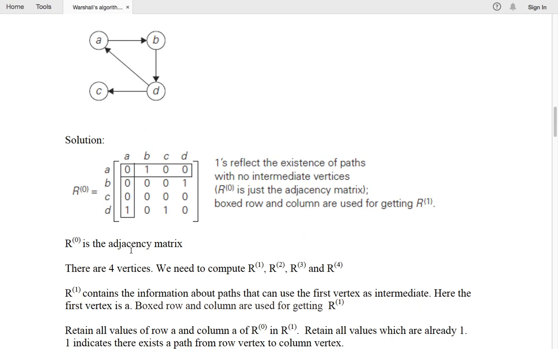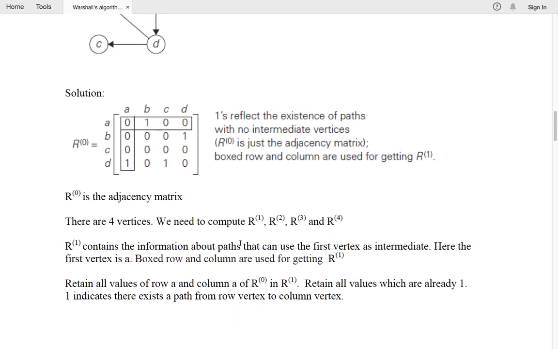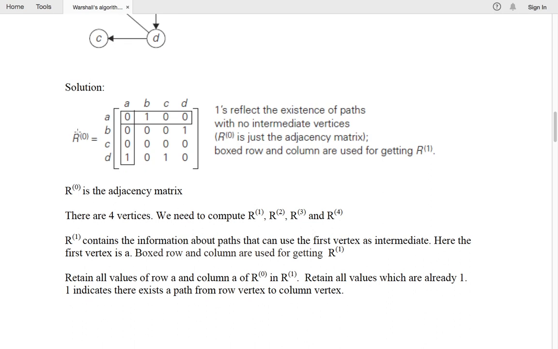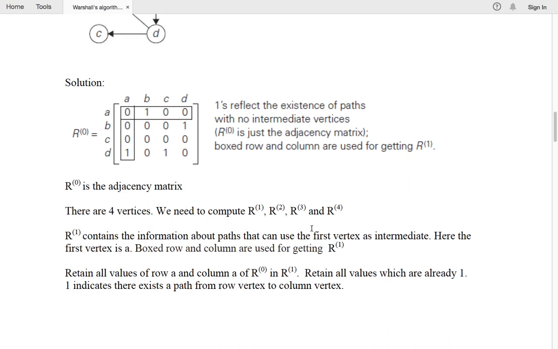So this R0 is nothing but the adjacency matrix. Now what we do here is we successively keep computing R1, R2, R3, R4. Why 4? Because there are 4 vertices. So R0 is the adjacency matrix, and we will find out R1, R2, R3, R4.